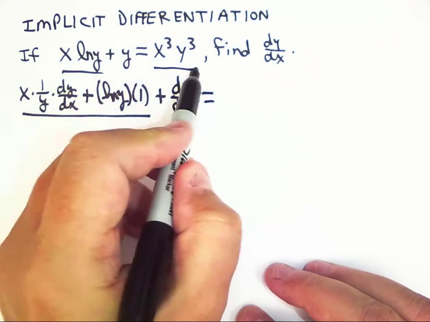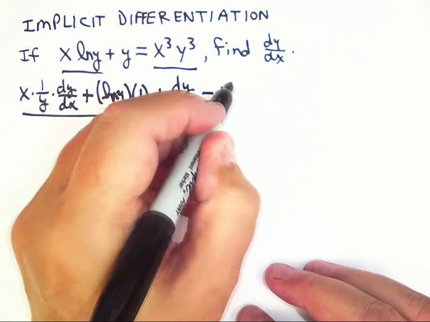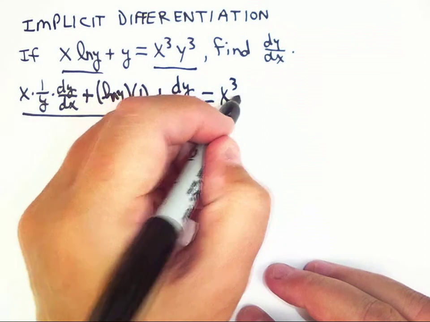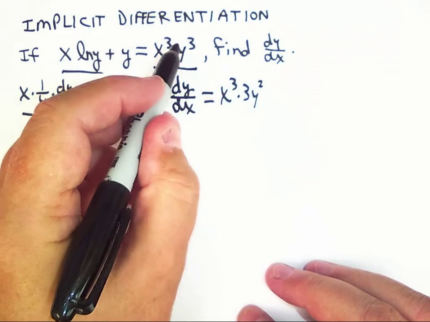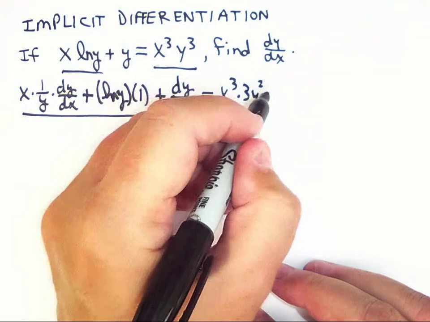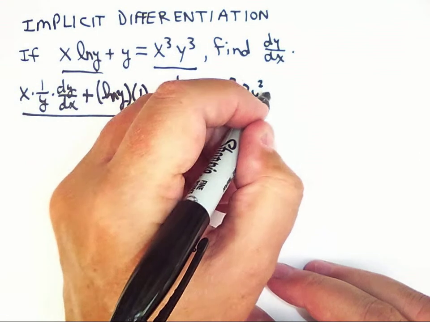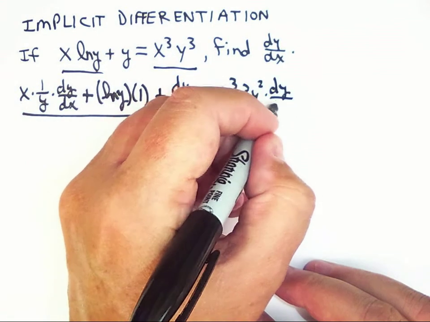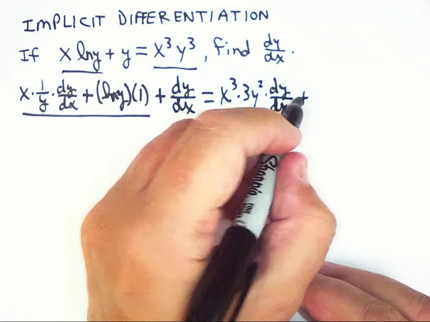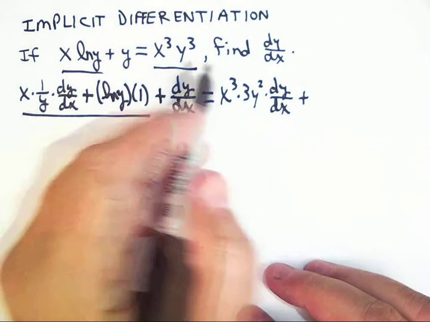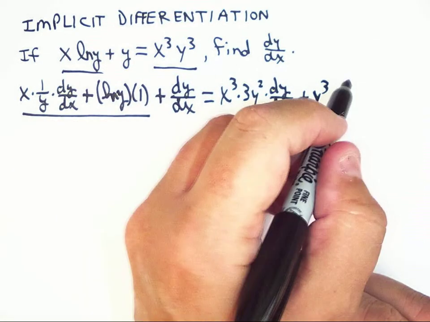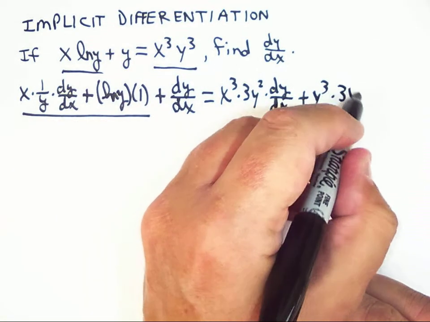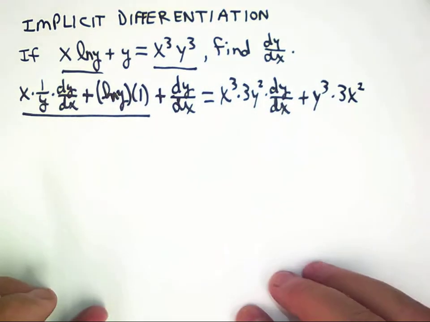And then we do one more product rule on the right. So you take the first factor, which is x cubed, times the derivative of the second factor, that'd be 3y squared. Since y is a function of x, you've got to take the derivative of the y. So that'd be times dy over dx. Plus, now you reverse it, take the y cubed, and multiply it by the derivative of x cubed, which is 3x squared.